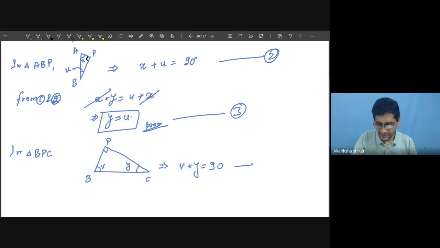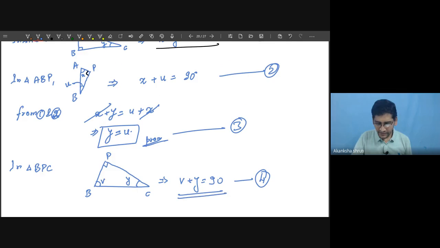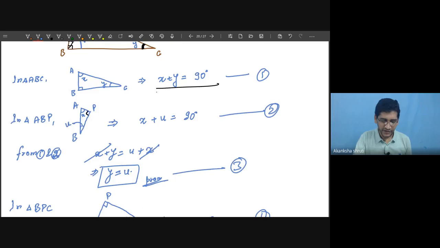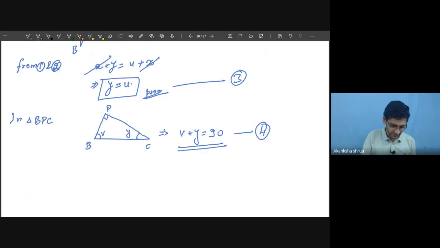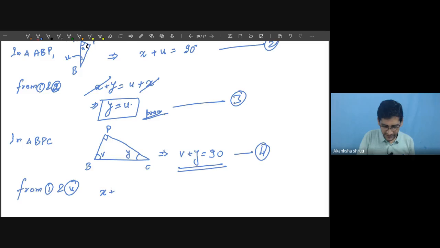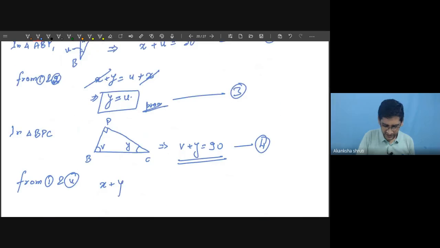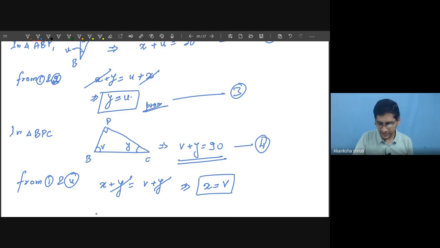Take this as 4. Now we have to compare 4 with the original 1. So from 1 and 4, what we can say? X plus Y was 90 degree and 4 is V plus Y is also 90 degree. Each of these are equal. Y getting cancelled. This implies X is equals to V. So this is the other proof.